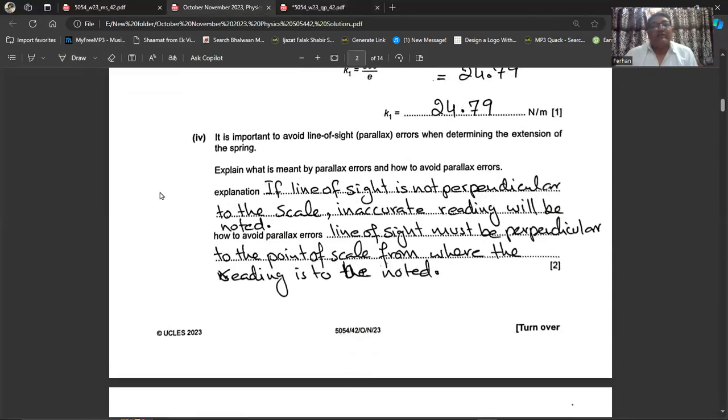So let's have a look. If the line of sight is not perpendicular to the scale, an inaccurate reading will be noted. This is called the parallax error. This happens due to the wrong positioning of the observer. The line of sight with respect to the scale must be perpendicular to the point of the scale from where the reading is to be noted.